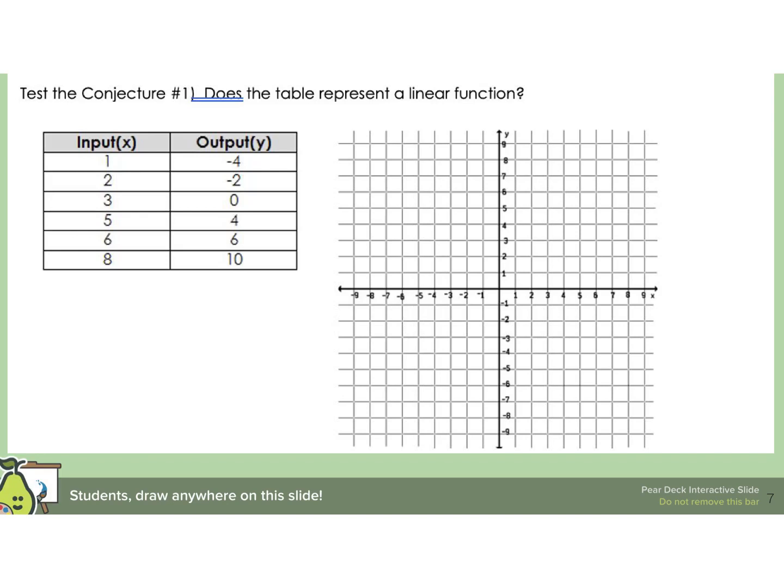Okay, so test the conjecture one. Does the table represent a linear function? How do I know it's linear? Constant rate of change. You're going to find the slope 3 different times to see if it's linear.